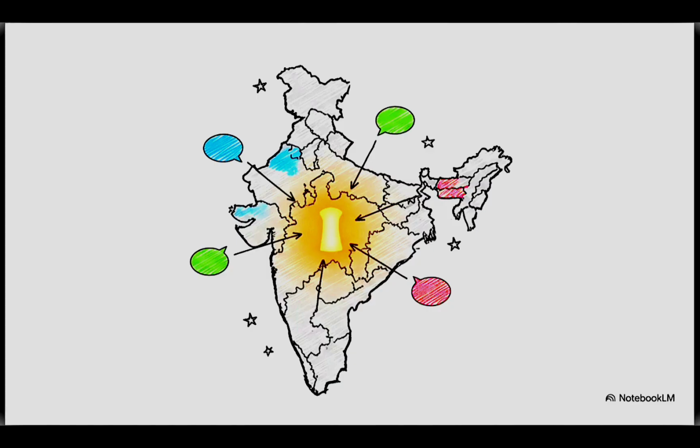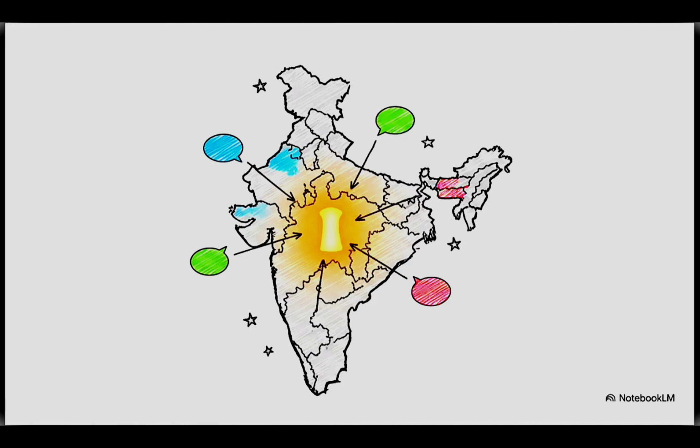Stepping back to look at the broader Rajbhasha, or official language framework, we see a really delicate balancing act taking place. Article 343 explicitly declares Hindi and the Devanagari script as the official language of the Union. However, right next to it, Article 345 empowers the states to adopt their own regional languages for official purposes within their borders, completely respecting local linguistic identity.